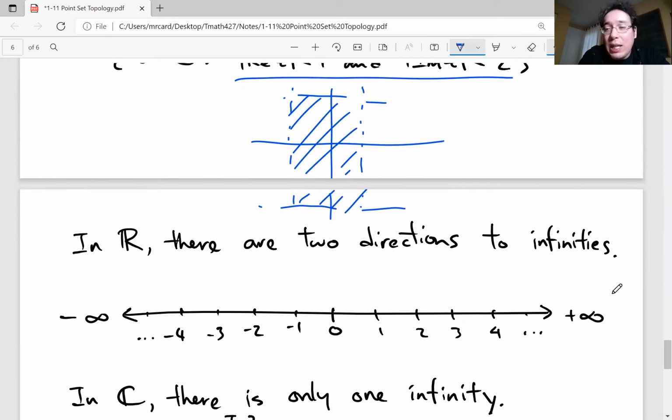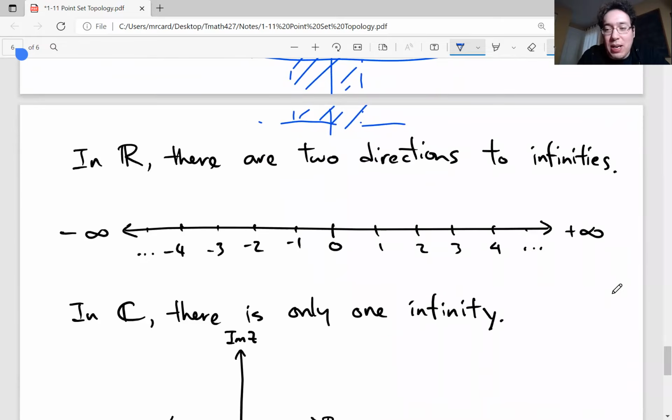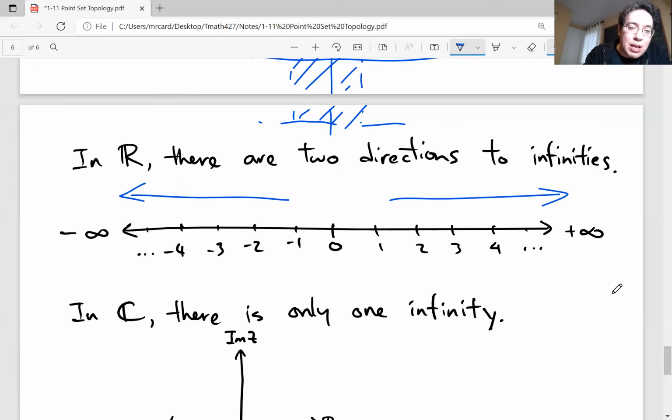One last idea that I want to plant the seed of. When we're thinking about the real line, there's two different directions for infinities. There's the positive infinity and the negative infinity. Infinity itself is not a real number, but you know it's a direction, right? You can take the limit towards positive infinity, limit towards negative infinity, and so on.